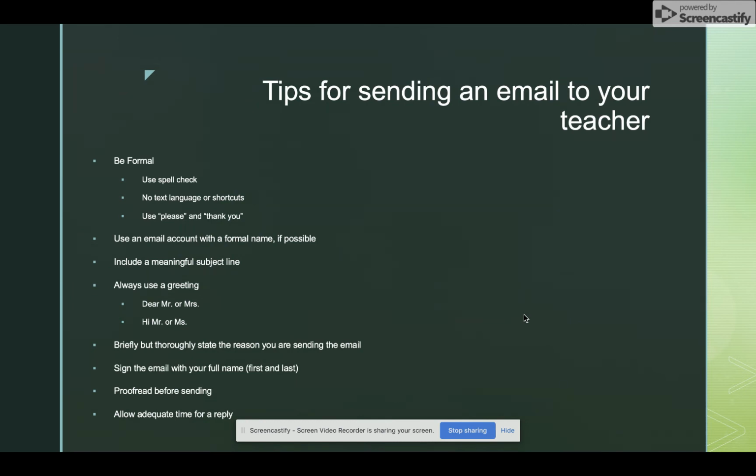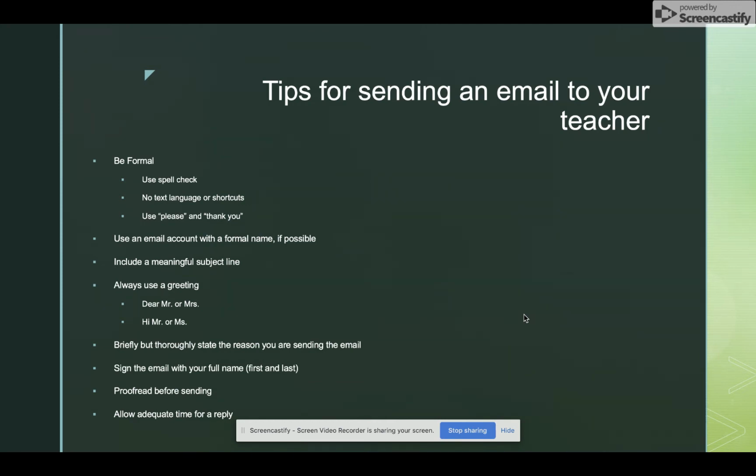Also, if we're sending an email to our teacher, we want to try, if possible, to use an email account with a formal name, if possible. I know in certain instances we may only have one email account that we can use, and if that's all you have, then that's fine. But in general, when you're sending a professional email, you want to try to have a specific email account that you're using for professional interactions.